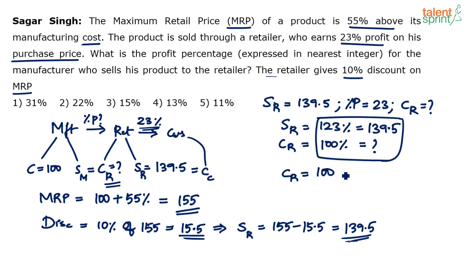So cost price of the retailer will be 100 into 139.5 divided by 123. Now you have to simplify this part. You have to do this calculation properly. So try to do this now. Approximately shall we do? Anyway, he's asked us to find out the profit percentage expressed in the nearest integer. But the challenge is some of the options are close, like 13%, 15%, 11%. The difference is only 2%. So you have to do a very close, precise calculation there.